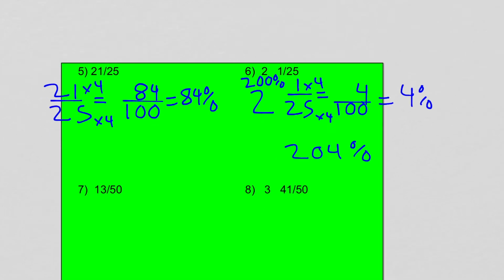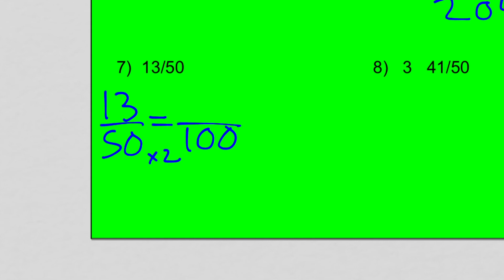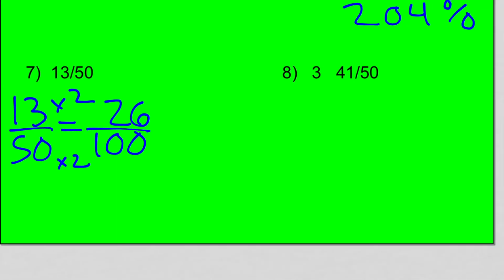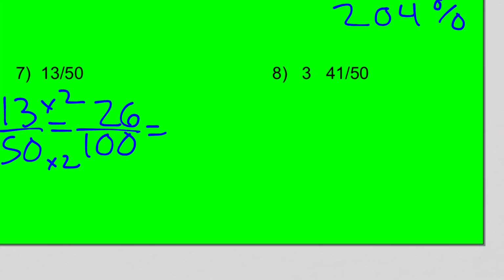Last 2 questions. Fractions out of 50. 13 out of 50 we can make out of 100 by times by 2 times by 2. I get 26 out of 100, and percent means out of 100, that's 26%.